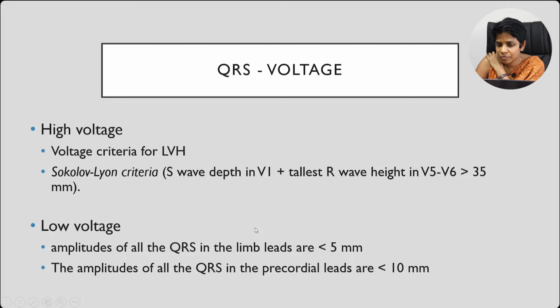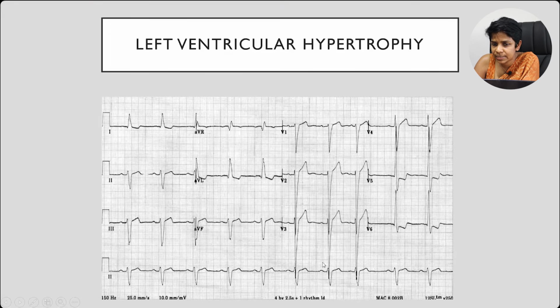And in the same way, we need to assess whether QRS complexes are too small also. For example, in limb leads, if the QRS is less than 5 millimeters, and in the precordial or chest leads, if it is less than 10 millimeters, then the QRSs are small or low voltage complexes, and there are certain conditions that are associated with this.